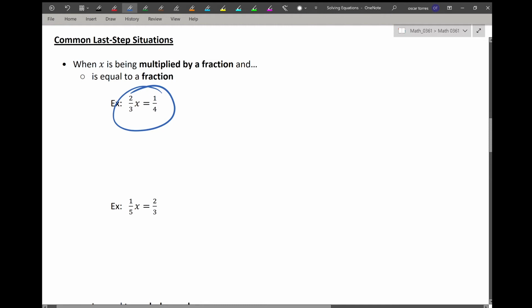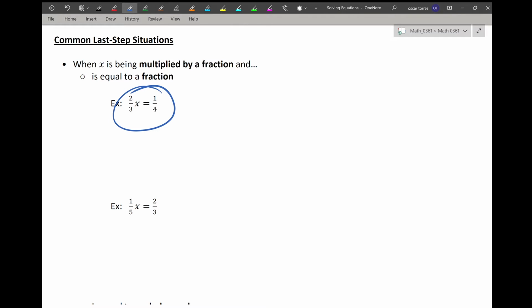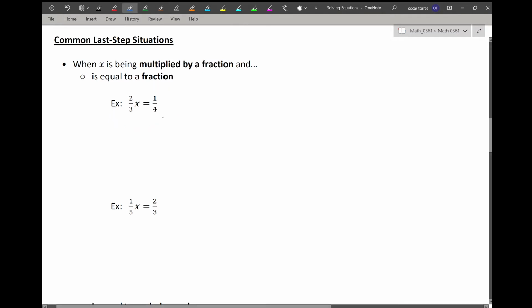Let's say you're working out a problem. At the very end, you have this situation where you have a fraction times x is equal to another fraction. Whenever you have this sort of situation, what you need to do is multiply both the left-hand side and the right-hand side by the reciprocal of the fraction that's with the x.